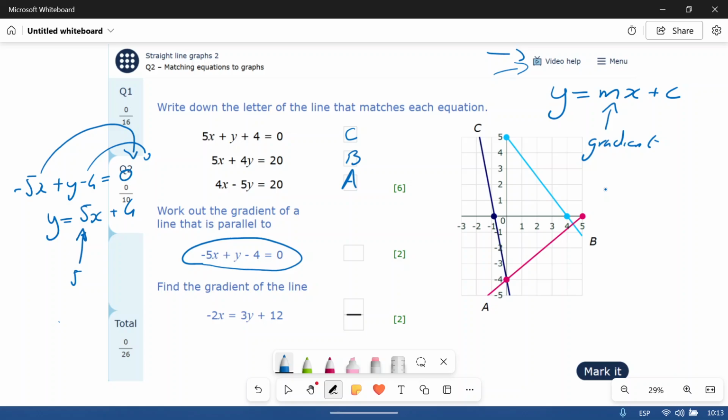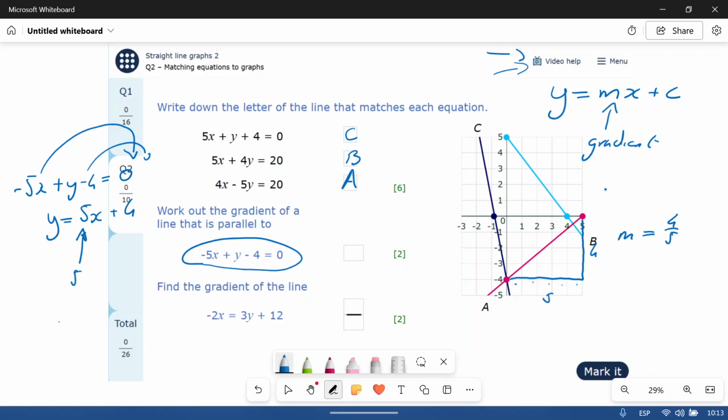Now that is not the parallel line, but let me show you a thing or two here, right? If you look at this line here, we draw a triangle. 1, 2, 3, 4, 5. 5 to the right, 4 up. So the gradient will be 4 over 5.